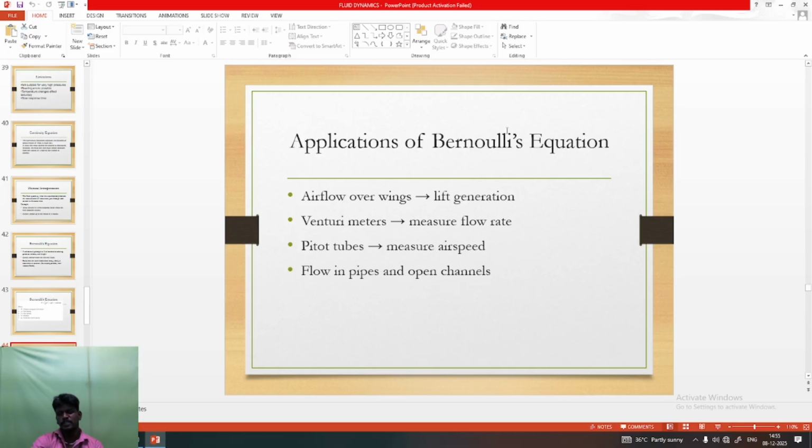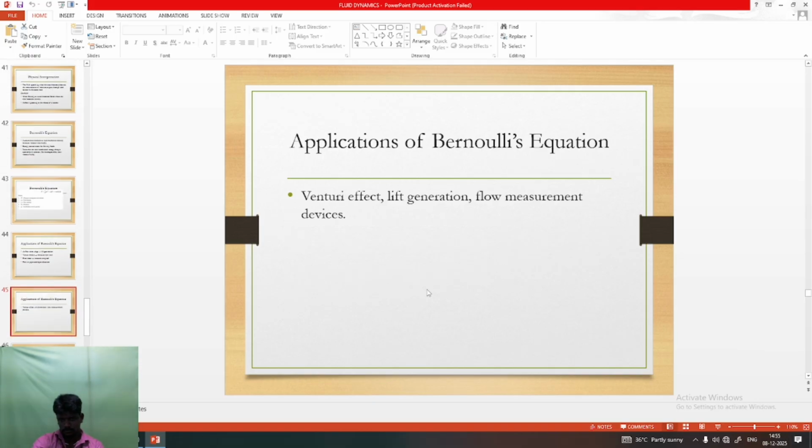Applications of Bernoulli's principle. As I already said, airflow over a wing helps to generate lift. Then the venturimeter measures the flow rate. The pitot tube measures airspeed, and flow in pipes and open channels. Applications of Bernoulli's equation are the venturi effect, lift generation, and flow measurement devices, already discussed.